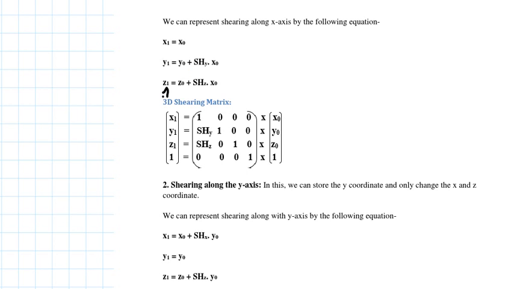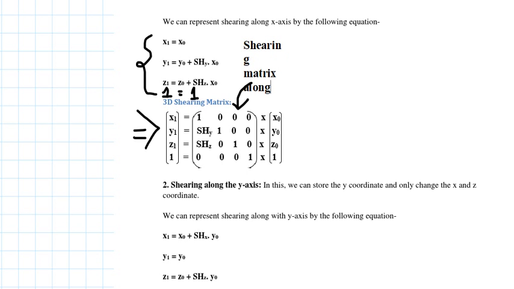Now if you want to convert this into a single equation involving homogeneous coordinate, you have to append homogeneous 1 equals to 1, and your entire set of equations will be like this once you convert this into matrix form. So this is your shearing matrix along x-axis. Shearing matrix along x-axis in 3D. Just take a note of this.